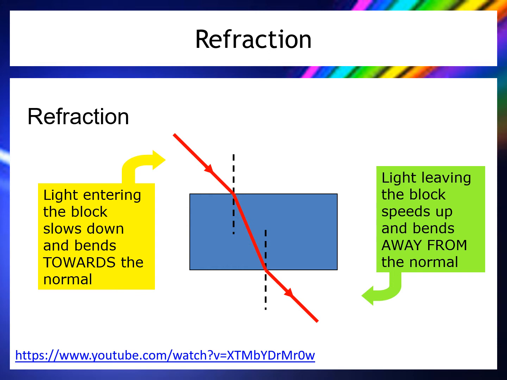The block is much denser than the air, and it's going to be harder for the light to travel through. So it's going to cause the speed to reduce. So the speed of light inside the block is going to be lower than the speed of light outside of the block. This always happens with refraction. Refraction is all about waves changing their speed as they go into something with a different density. As we can see here, as it enters the block, the light ray changes direction, bending towards or nearer to the normal line. As it goes out of the block, it bends away from or further away from the normal line.